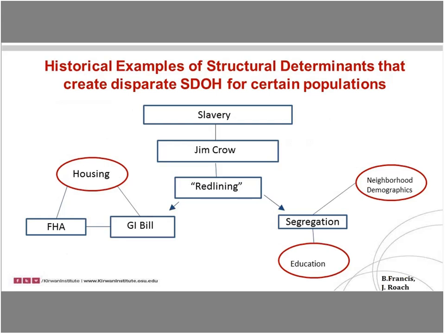Redlining policies impacted housing, which, as we all know, one of the major social determinants of health is affordable and stable housing for a population. It impacted housing not only within the home context, but it also influenced the development of policies that came from the FHA and the GI Bill, which ultimately led to levels of segregation, development, and reinforcement of neighborhood demographics and impacted education.